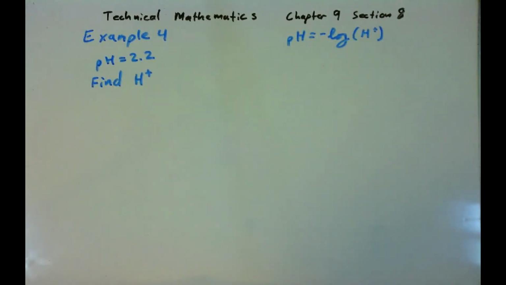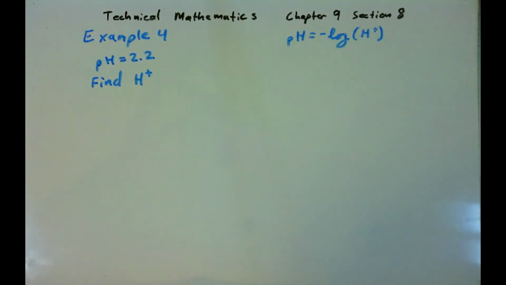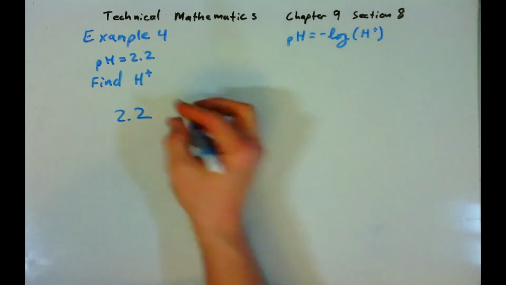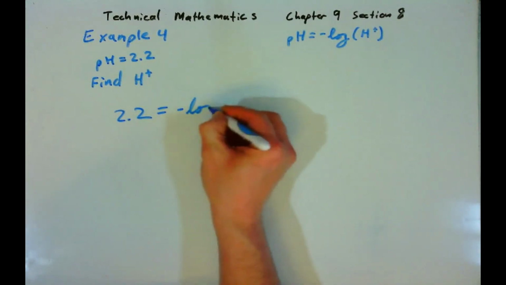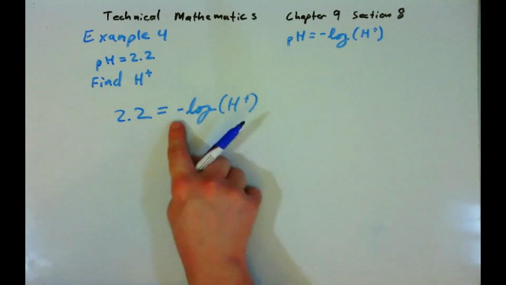It says in section 9.4 we define pH as this formula. pH is equal to the negative logarithm of H+, where H+ is the hydrogen ion concentration. And so it says vinegar has a pH of 2.2, find H+, which again is the hydrogen ion concentration measured in moles per liter. And so they told us the pH was 2.2, so I'm just plugging into this formula, 2.2 equals negative logarithm of H+, and they want us to solve for H+.